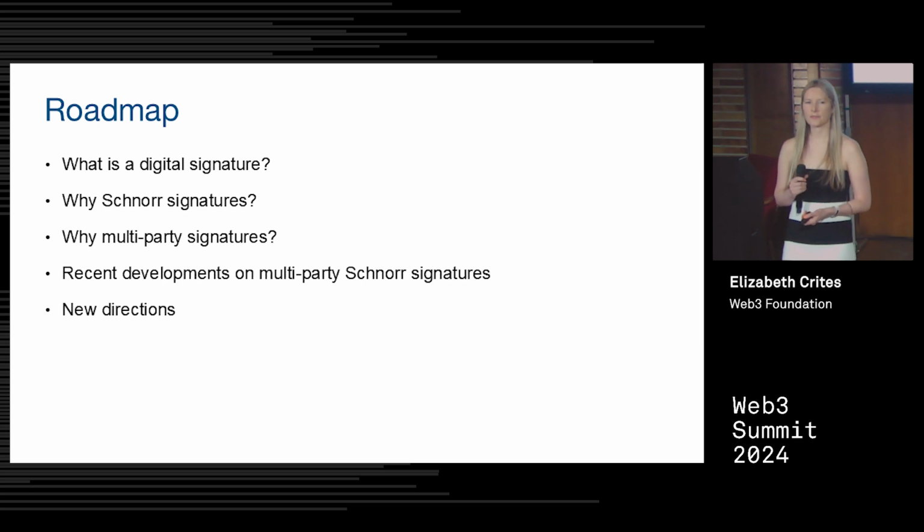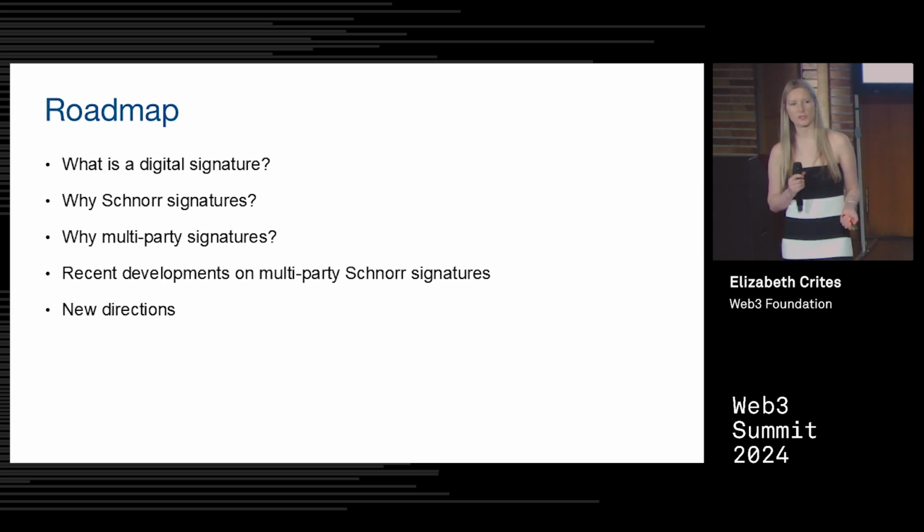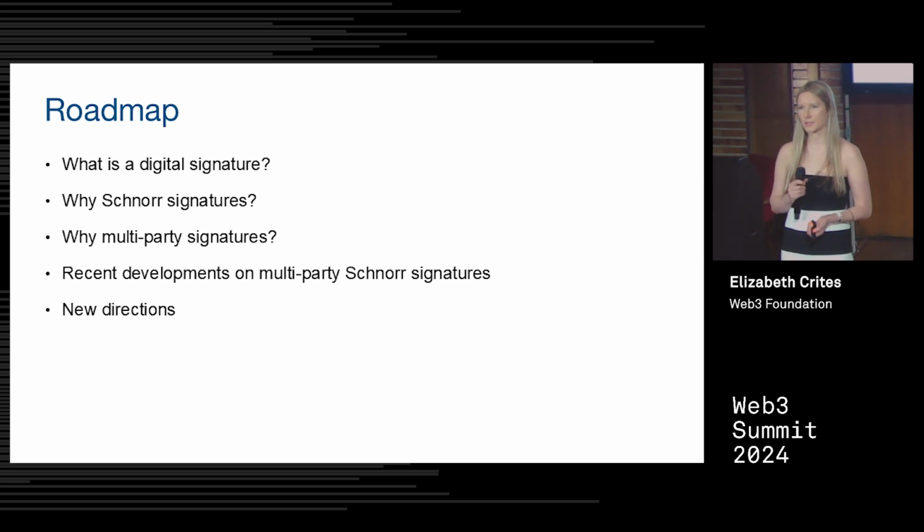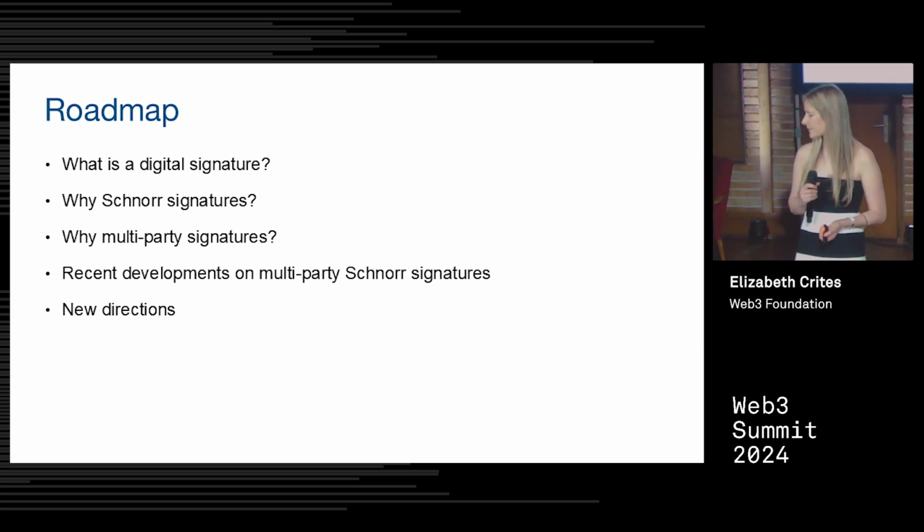So just as a bit of an outline of this talk, I'm first going to cover some background on what secret keys are, what digital signatures are. I'm then going to talk specifically about Schnorr signatures and why we care about them. Then I'll also discuss why we care about multi-party versions of signature schemes and some recent developments for specifically multi-party Schnorr signatures. And then I'll talk about some new directions which will help guide some of the research in this space. So we'll start by talking about what a digital signature scheme is.